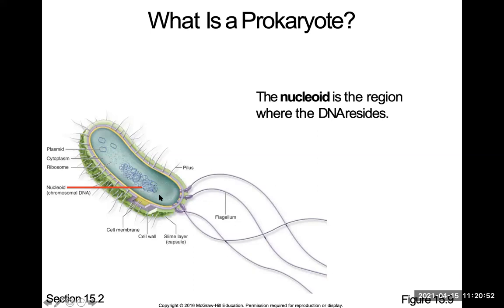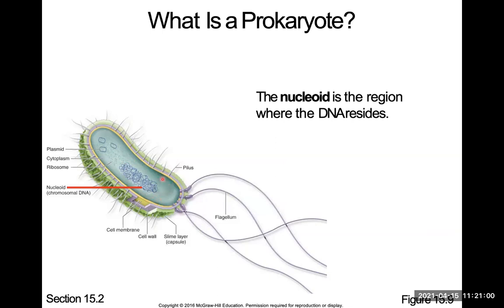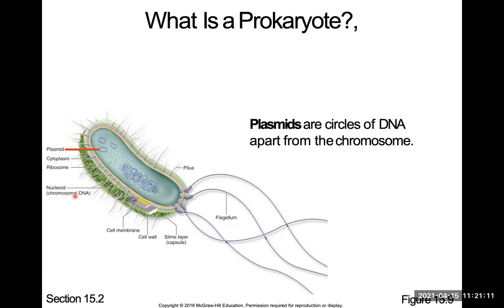There's no nucleus. It looks like a nucleus, but there's no actual membrane around it. This is called nucleoid. There's no nucleus, and this material is called nucleoid. So that's one thing that differs. There's no nucleus in prokaryotes.